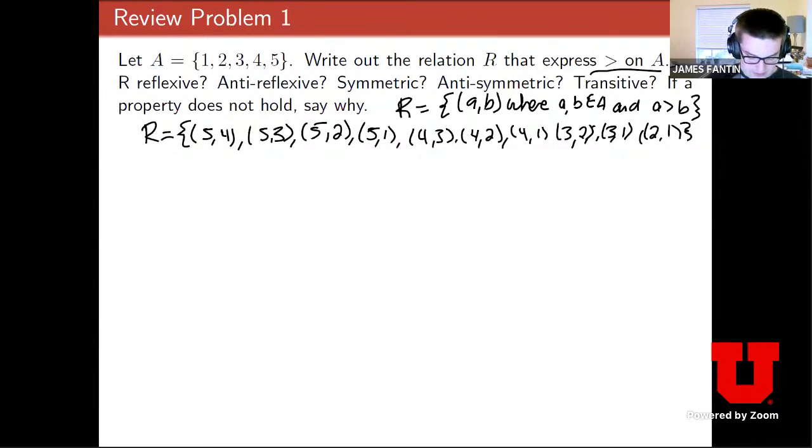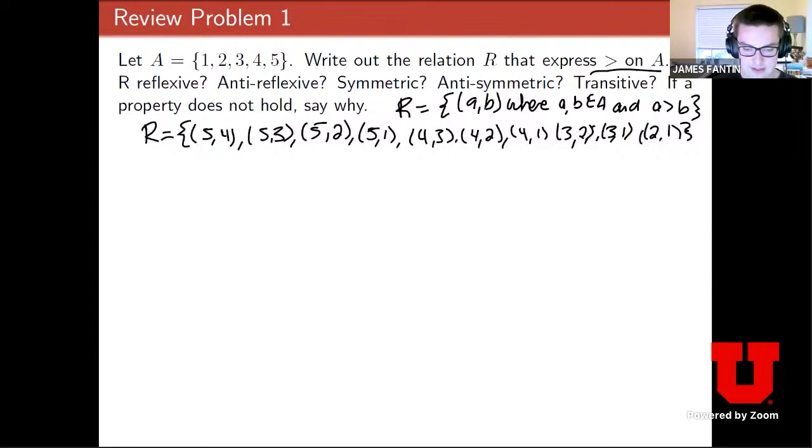So for example, we don't have 5 comma 5 in the relation because 5 is not greater than 5. And then I just wrote it out in this way, so it's kind of easy. We don't forget any element because we just started with the largest element and then basically paired them up with all the elements smaller than them. So anybody have any questions for how we write out this relation?